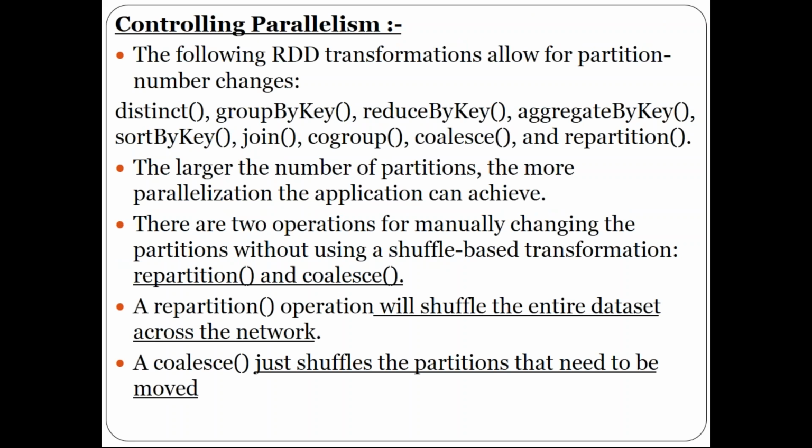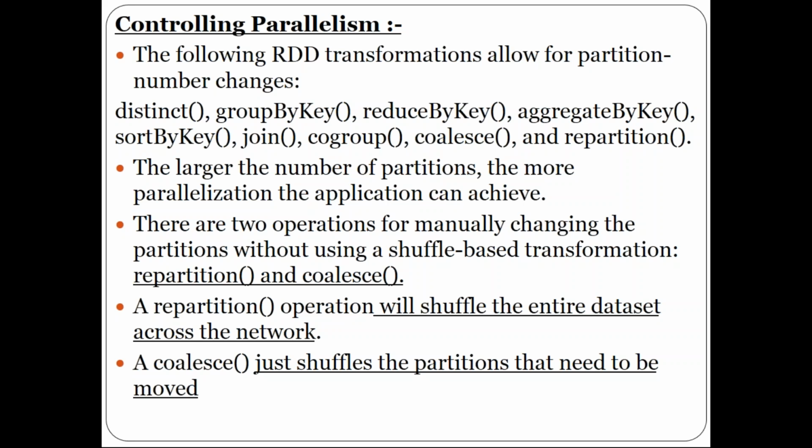Now, the following RDD transformations allow the partition number to change: distinct, groupByKey, reduceByKey, aggregateByKey, sortByKey, join, cogroup, coalesce, and repartition. The larger the number of partitions, the more parallelization the application will have. This is a very good statement. You have more partitions, you have more parallelization. That is true. There are two operations for manually changing the partitions, that is repartition and coalesce. Coalesce is another way to repartition. The repartition operation will shuffle the entire data set across the network, whereas coalesce just shuffles the partitions that need to be moved.